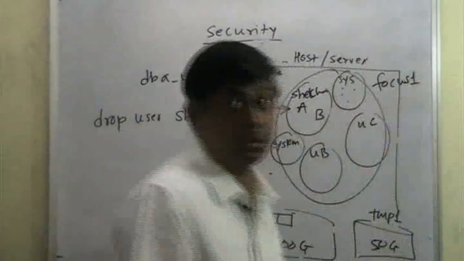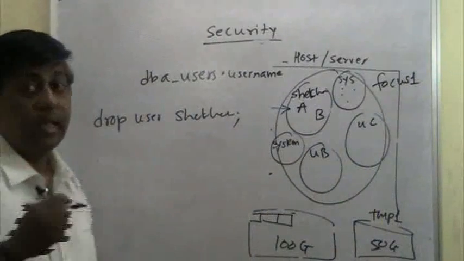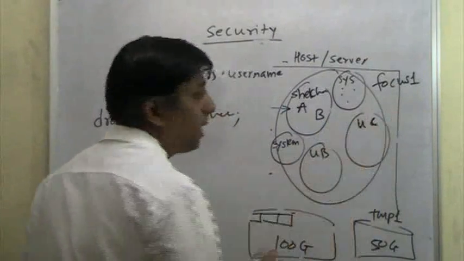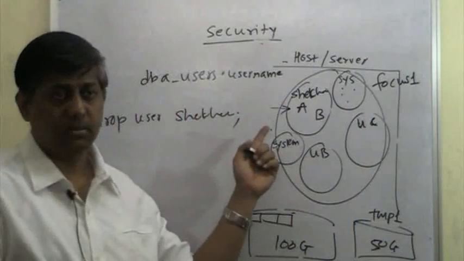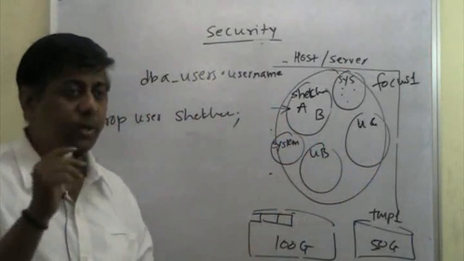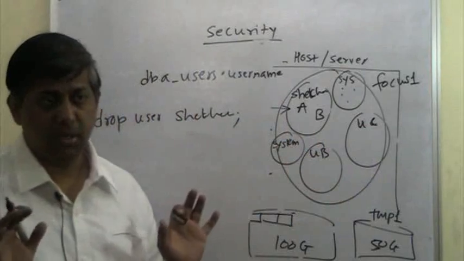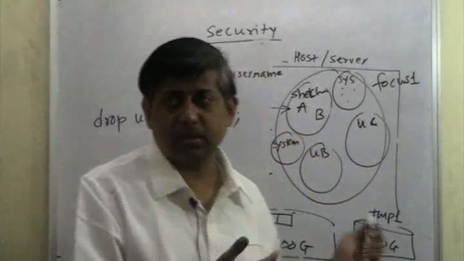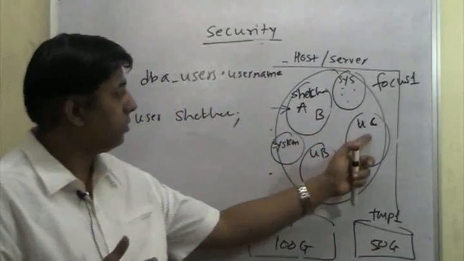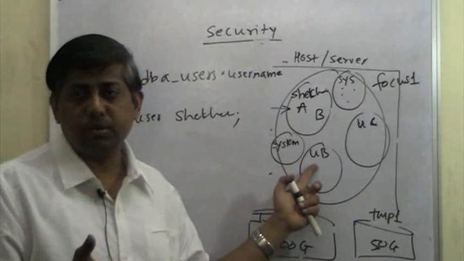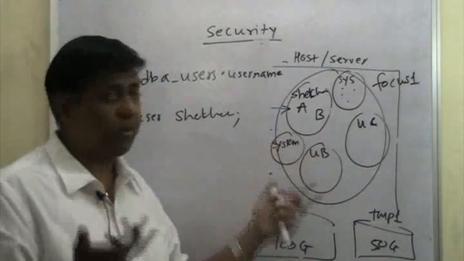And who can create a user? A user, let us say user UC, can create a user called Shekhar, provided that user UC has the privilege to execute the command create user. So you need to have a privilege to execute a specific command, in this case create user. Then UC can create a user called Shekhar. If user UB has the create user privilege given to him, then he will be able to create the user.